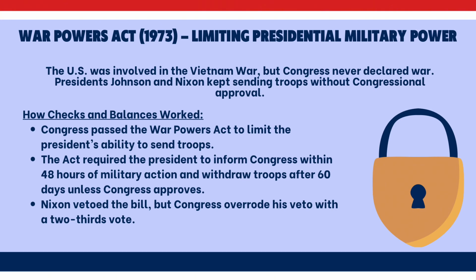Under the U.S. Constitution, Congress has the power to declare war, in Article 1, Section 8. But over the years, presidents have often sent troops into conflicts without formal approval, in Korea, Vietnam, and later Iraq and Afghanistan. By the late 1960s and early 1970s, public frustration with the Vietnam War was growing, and Congress wanted to rein in presidential war powers. So in 1973, Congress passed the War Powers Act, setting clear limits on how presidents can deploy the military.